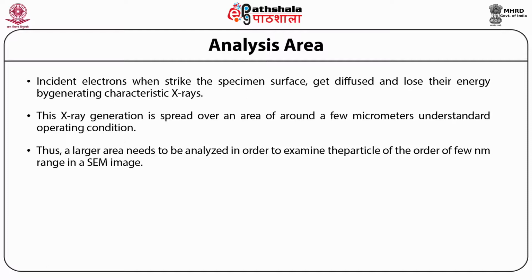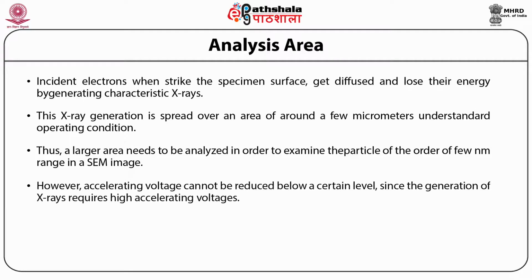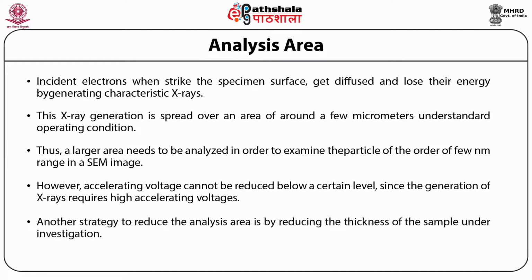The analysis area can be decreased by reducing the accelerating voltage. However, the accelerating voltage cannot be reduced below a certain level since the generation of X-rays requires high accelerating voltages. Another strategy to reduce the analysis area is by reducing the thickness of the sample under investigation.